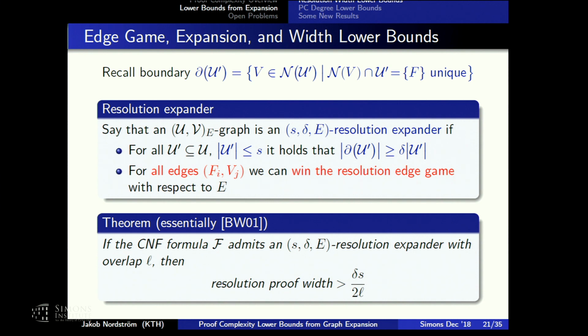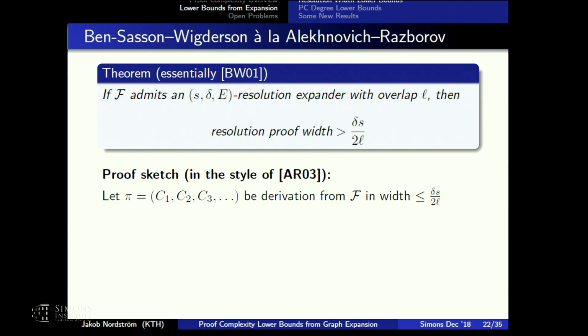So overlap is the number of times a variable appears? Yeah. So the overlap here was 2 again. So think of it as a constant. Then the interesting term here is delta S, where delta will be a positive constant and S will be linear, so now I get a linear lower bound. And this is essentially Ben-Sasson and Wigderson. But Ben-Sasson and Wigderson didn't even have the game. Oh yeah, they sort of have the game, but they don't express it this way.